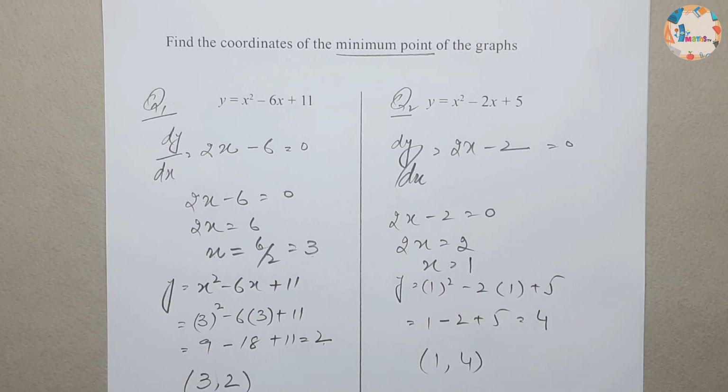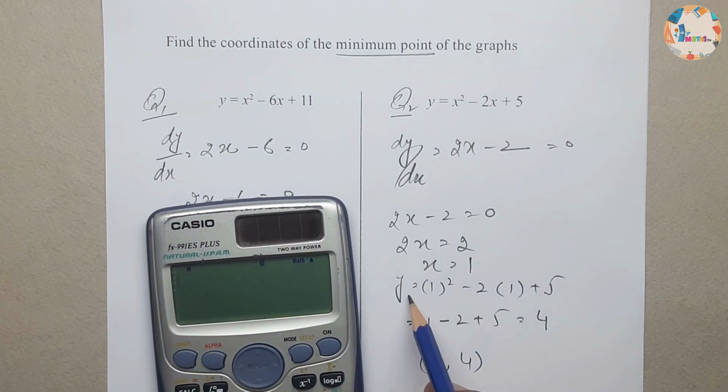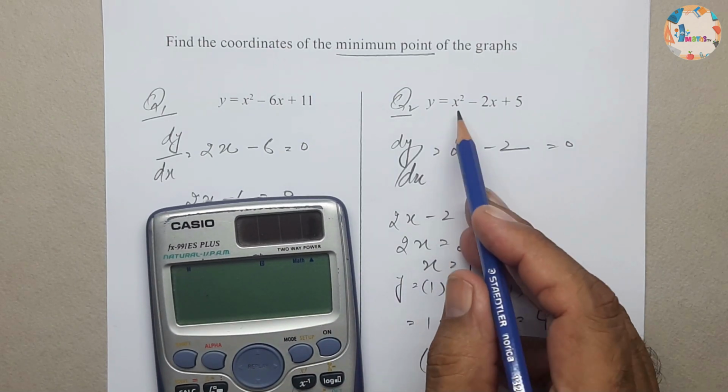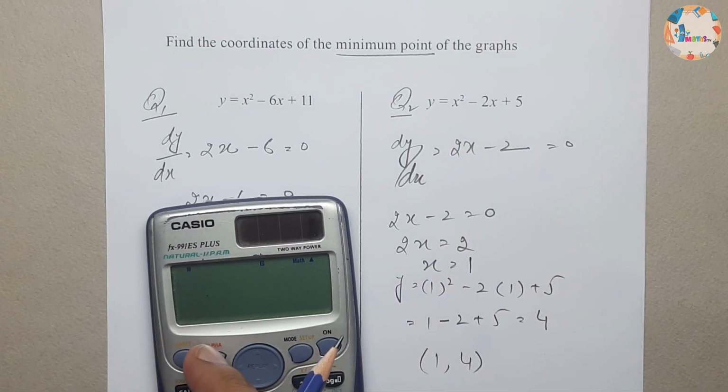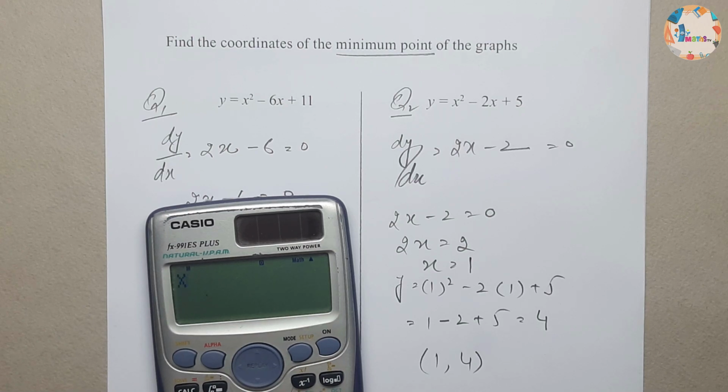Similarly, we can use a calculator for this y value also. So we'll type this x square minus 2 x plus 5, and calculate for x is equal to 1. So 1 will be 4. So this is how we can double check also that whatever we have calculated is correct.